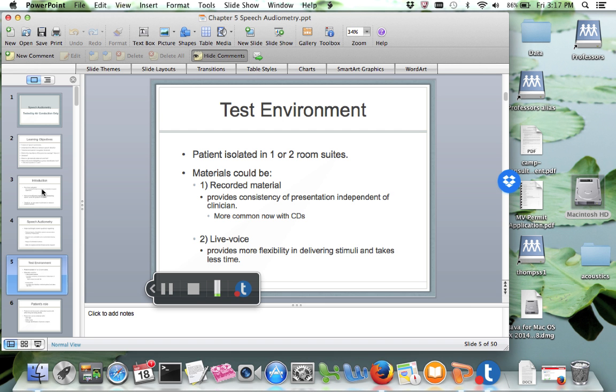However, some audiologists prefer to use their live voice. An advantage of the live voice is that it provides more flexibility and it's faster, and time is money. Sometimes you could have patients backed up in your waiting room and you don't want to waste time on a slower recorded material, even though it might be a better test. You might be more anxious to get through the testing and therefore use your live voice.